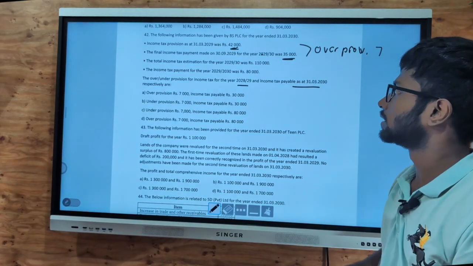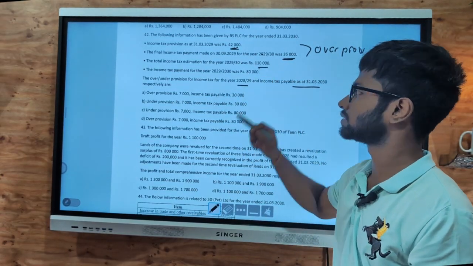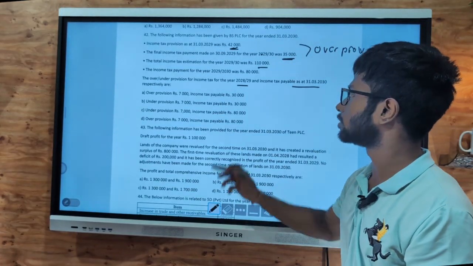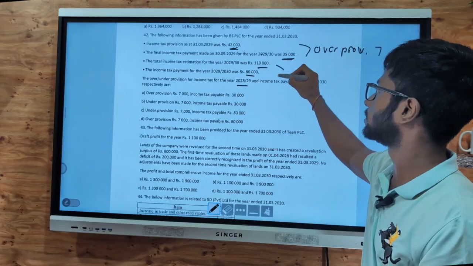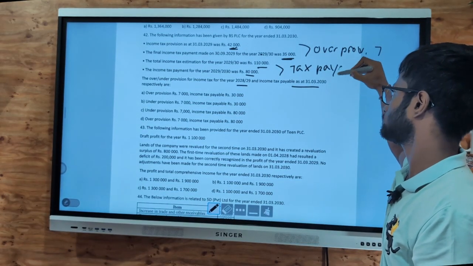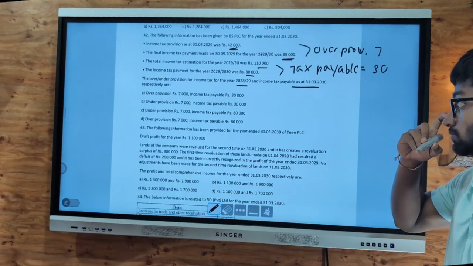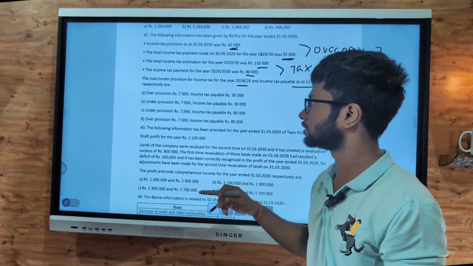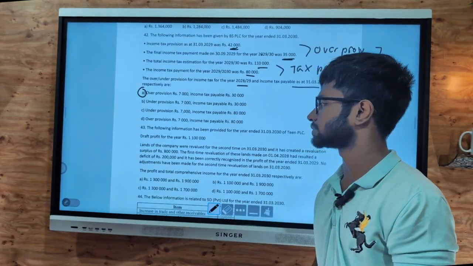Next, the liability estimated for this year is 110, but what you paid for this year is only 80. Then you are liable to pay the rest, so tax payable would be 30. So it should be 8. Over provision 7, tax payable 30.